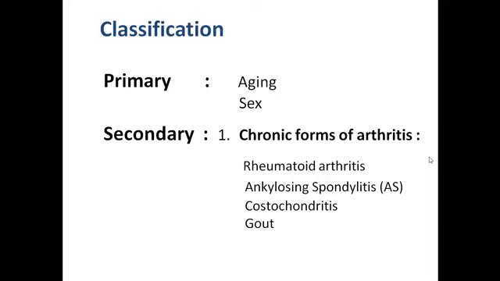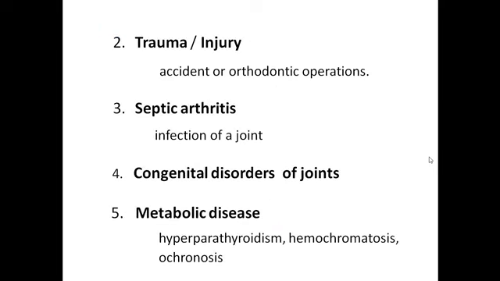Chronic forms of arthritis like rheumatoid arthritis, ankylosing spondylitis, costochondritis, gout; trauma or injury, maybe accident or orthopedic operations; septic arthritis, infection of a joint, most probably non-gonococcal arthritis is one of the most important examples of septic arthritis; congenital disorders of the joints; metabolic diseases like hyperparathyroidism or hypothyroidism, hemochromatosis, ochronosis, etc.